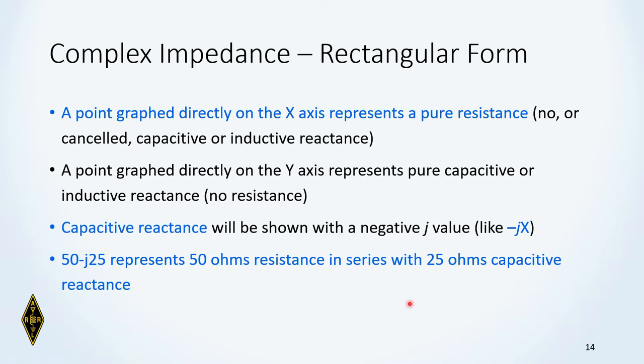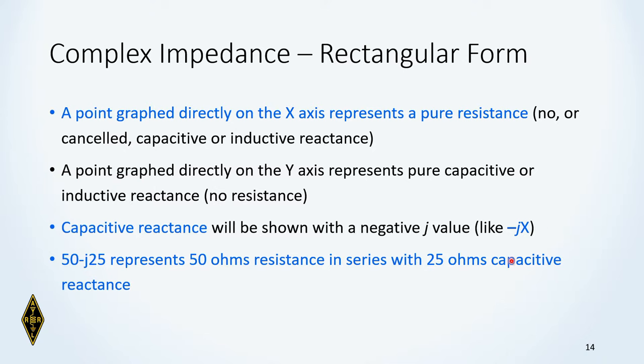50 minus J25 represents 50 ohms of resistance in series with 25 ohms capacitive reactance. When we talk about elements tonight, reactance and resistance, we're always going to be assuming a series circuit. Obviously, these can be combined in other ways, but for our purposes in Chapter 4, we'll only be considering series components. Now, you may recall from the past that when we combine reactance and resistance, we get what's called impedance. So impedance is a combination of resistance and reactance. And again, recall that reactance is the opposition to the flow of AC current, and resistance is also the opposition to the flow of either AC or DC. So they're both measured in ohms, and there's some tricks when they're combined.